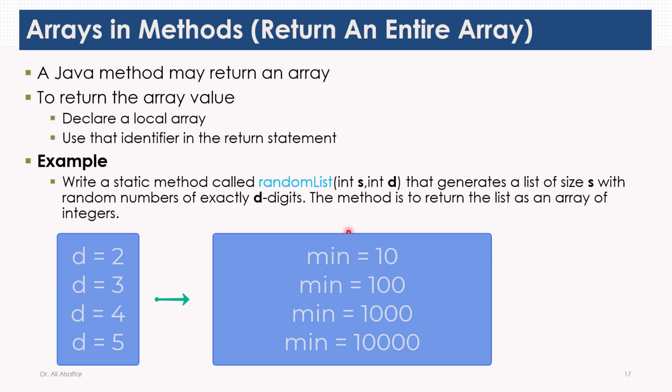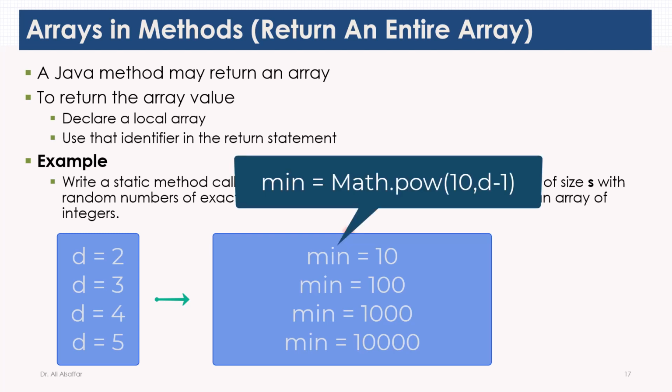If d is 2, the minimum is 10. If d is 3, the minimum is 100. If d is 4, the minimum is 1000. And if d is 5, the minimum is 10,000. So notice how to find the minimum from d. We count the number of zeros. To get the minimum for d equal to 2, it is simply 10 raised to power 1. To get the minimum for d equal to 3, it is simply 10 raised to power 2. So to find the minimum, it is simply equal to 10 raised to power d minus 1.